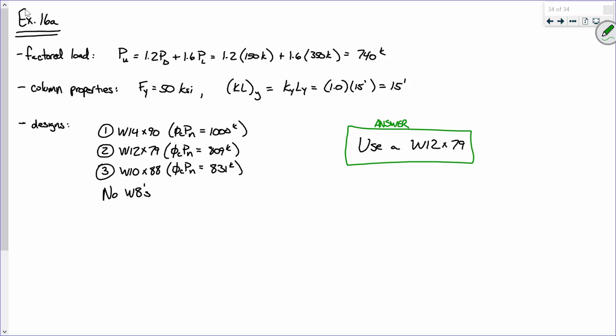It is very possible. Okay, you're raising a very good point. It is very possible that this 12 by 79 could not only be the lightest, but also have a larger capacity than some of these heavier sections. It's very possible. Okay, it's all a function of just what is rx, what's ry, just what are the dimensions, okay? Very possible.